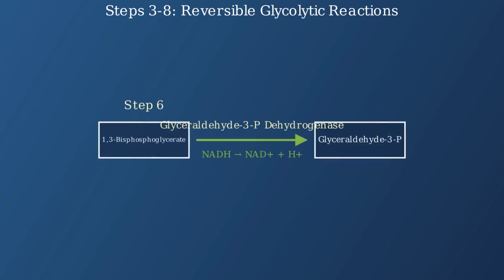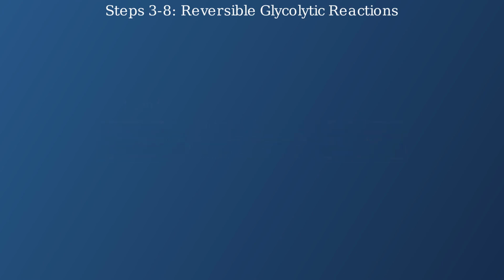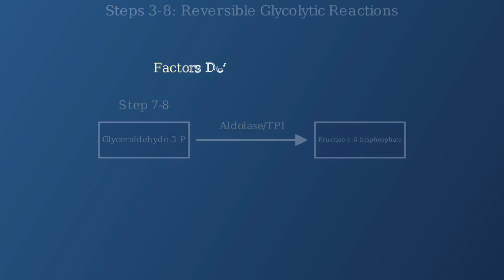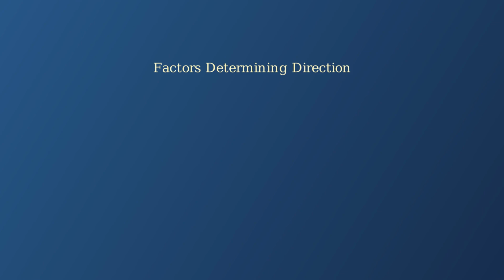In step 6, glyceraldehyde 3-phosphate dehydrogenase utilizes NADH to convert 1,3-bisphosphoglycerate to glyceraldehyde 3-phosphate. Steps 7 and 8 involve aldolase and triose phosphate isomerase, which convert glyceraldehyde 3-phosphate to fructose 1,6-bisphosphate. These reversible steps can proceed in either direction.